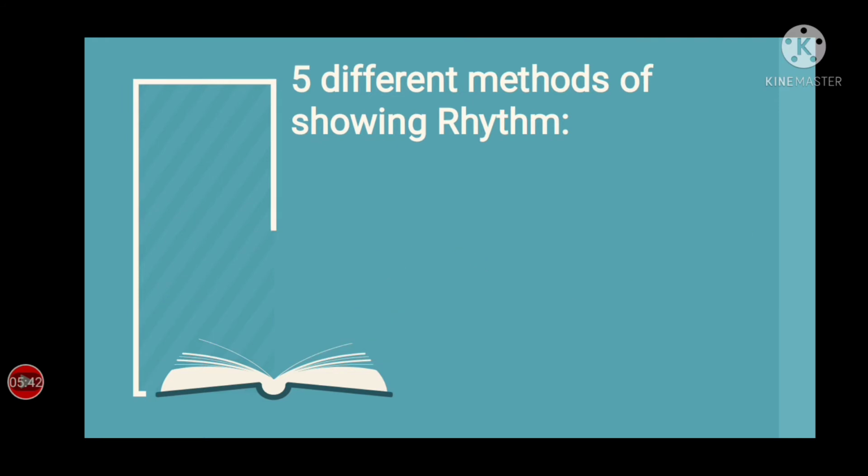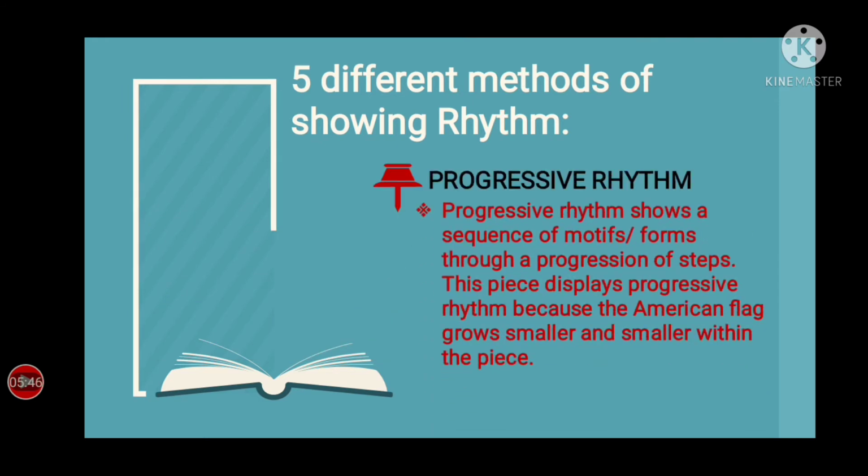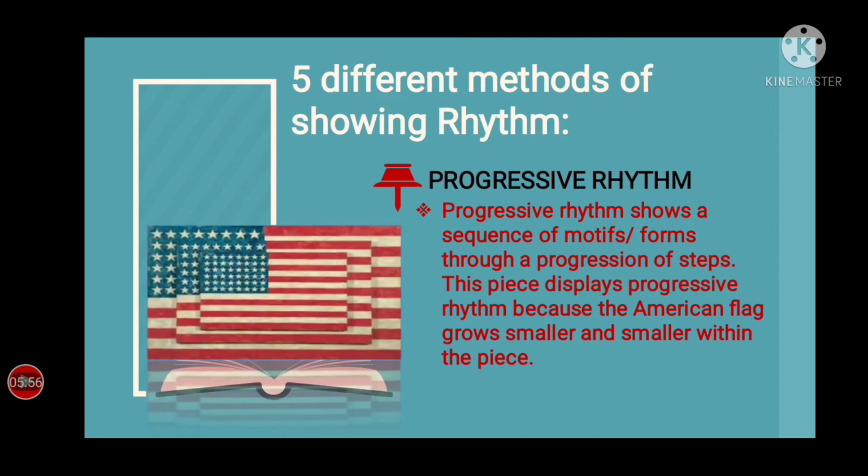Another method is progressive rhythm. When we say progressive rhythm, it shows a sequence of motifs or forms through a progression of steps. This piece displays progressive rhythm because the American flag grows smaller and smaller within the piece. It is like clothing sizes: large, medium, small, extra small. That is progressive rhythm when we apply it in art.